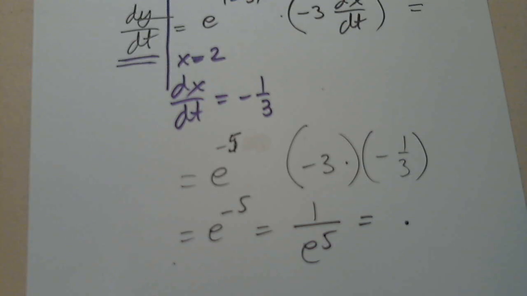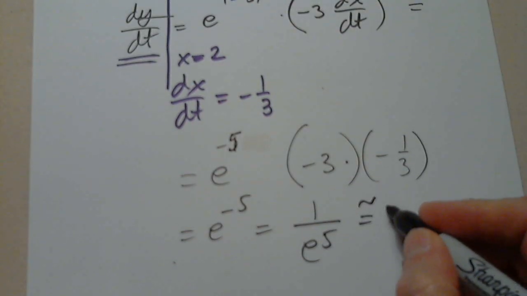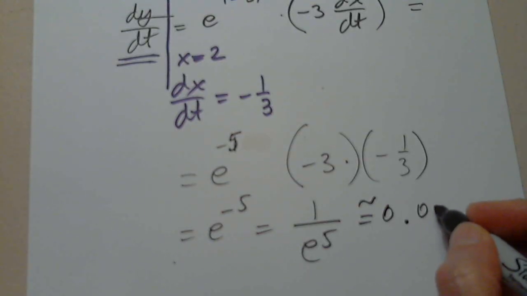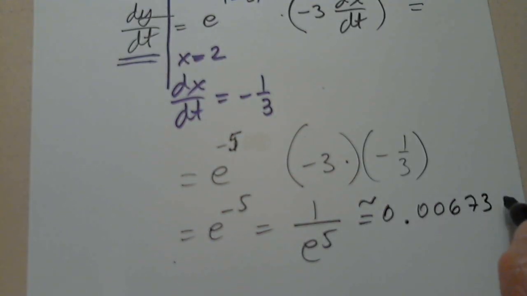Of course, you can approximate it if you wanted to, or just leave it alone. So it's not a nice number. It's a very small number, 0.0067. Or just leave it in that format. I'm going to write 0.00673738.